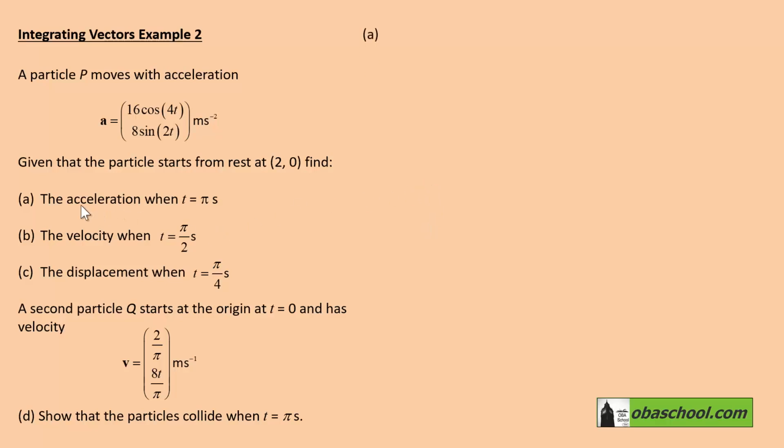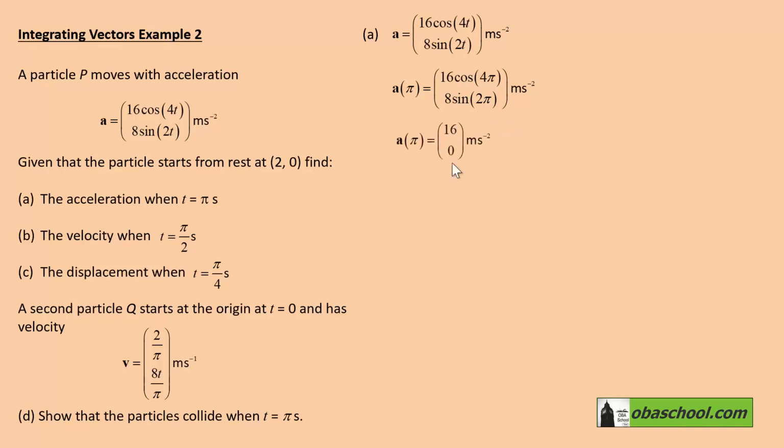So in part A, we already have acceleration. We just need to substitute t equals pi in. So that's going to be (16 cos 4 pi, 8 sin 2 pi), and we should know that the cosine of 4 pi is 1 and the sine of 2 pi is 0. So that just gives us 16 meters per second squared.